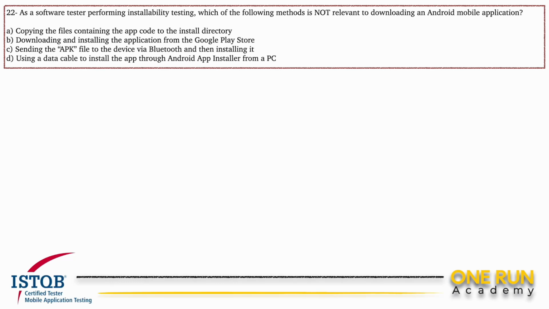Copying the files containing the app code to the install directory. B. Downloading and installing the application from the Google Play Store. C. Sending the APK file to the device via Bluetooth and then installing it. D. Using a data cable to install the app through Android App Installer from a PC. Great.